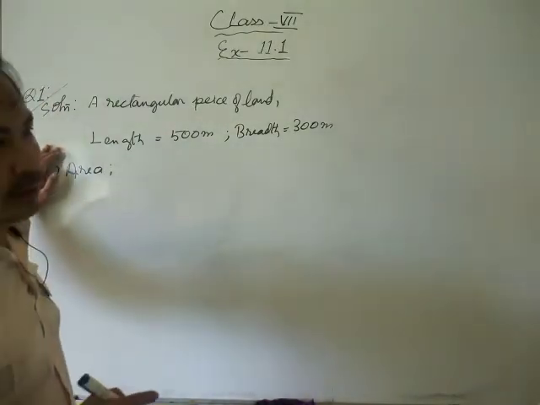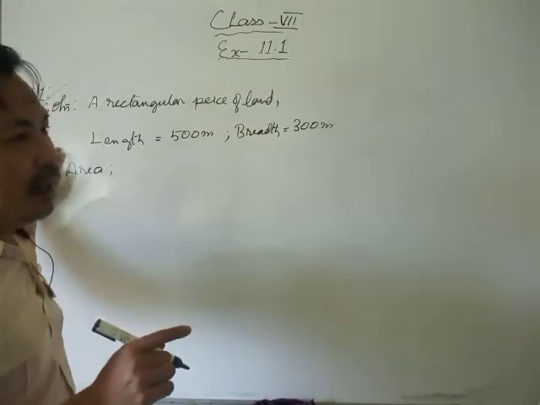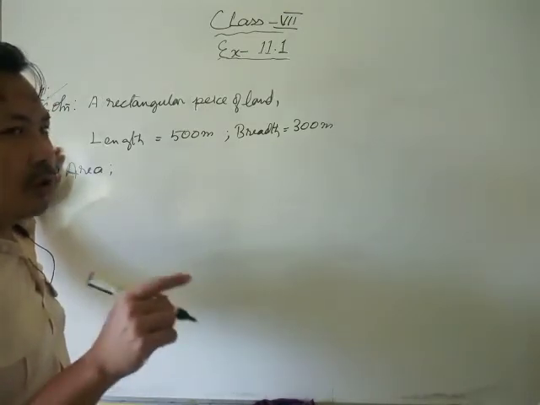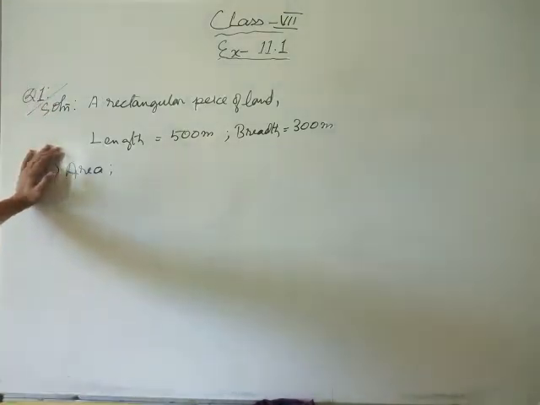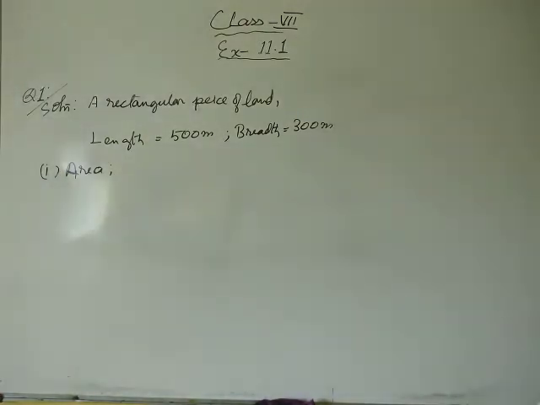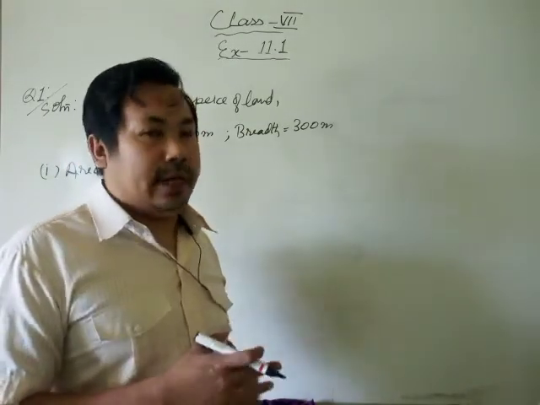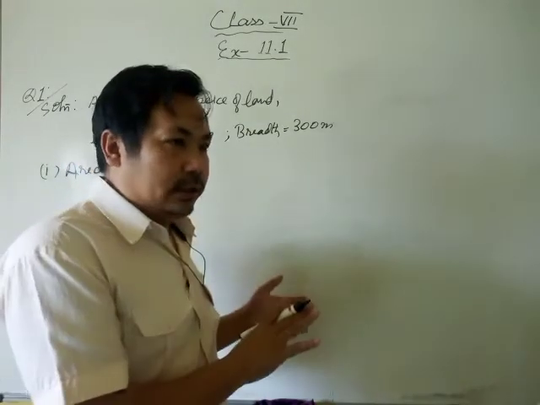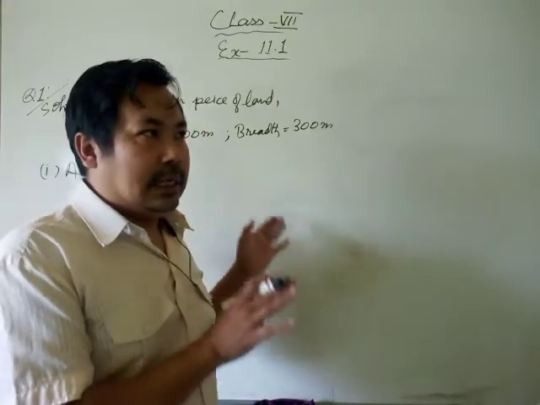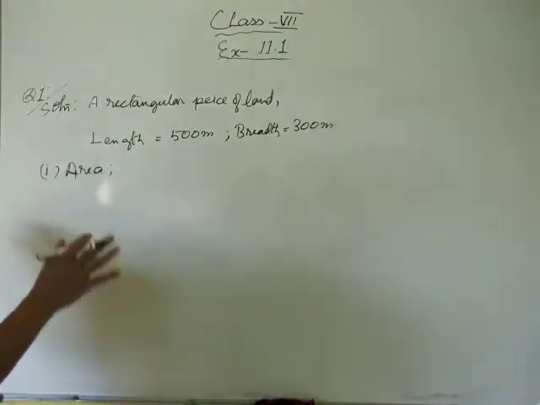Then we have to find out in Roman number 1 its area and in Roman number 2 the cost of the land, with a certain rate. Okay, that I will show you in the question. But here let us try to do Roman number 1 first. In Roman number 1, what do we have to find out? We have to find out the area.